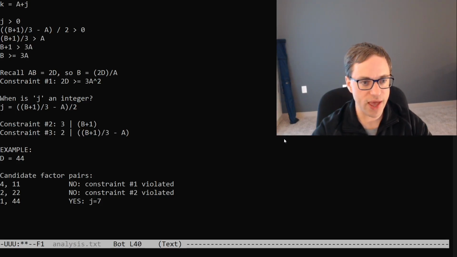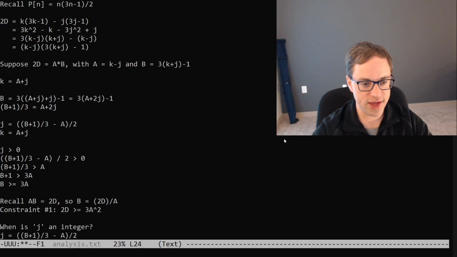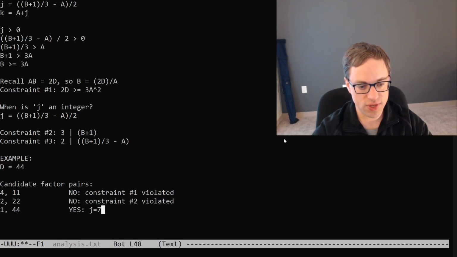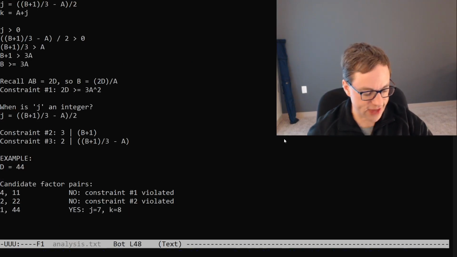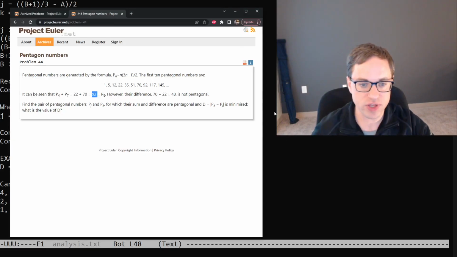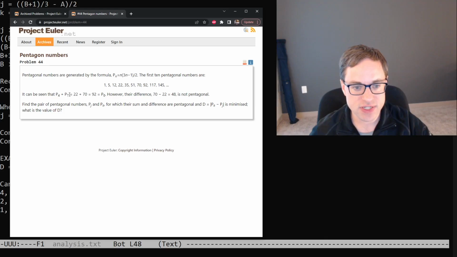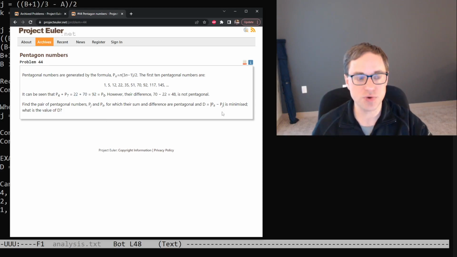And then we add, let's see, where did that go? Did that fall off the top of the screen? Yes, k is going to be equal to a plus j, and so a is 1, j is 7, so k is going to be equal to 8. And that's exactly as we expect. If we go back over here, we see that the 7th pentagonal number is 70, and the 8th pentagonal number is 92, and 22 plus 70 does indeed equal 92.